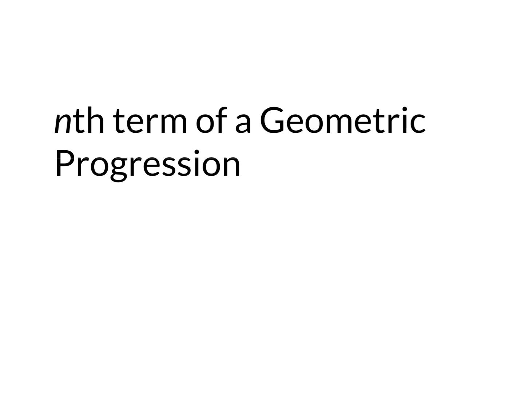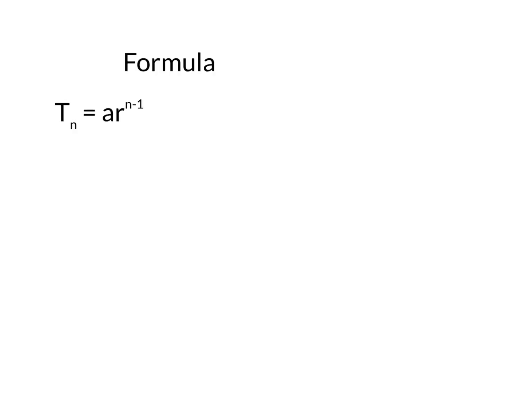Welcome to finding the nth term of a geometric progression. So on your formula sheet, on the geometric progressions, you will see that to find a term, Tn equals a r to the n minus 1, where the a stands for the first term, the r is the common ratio, and the n is the term that you're trying to find.